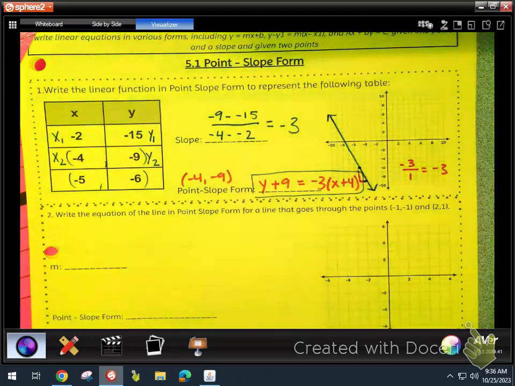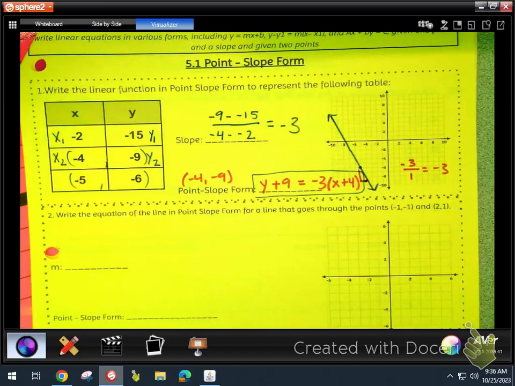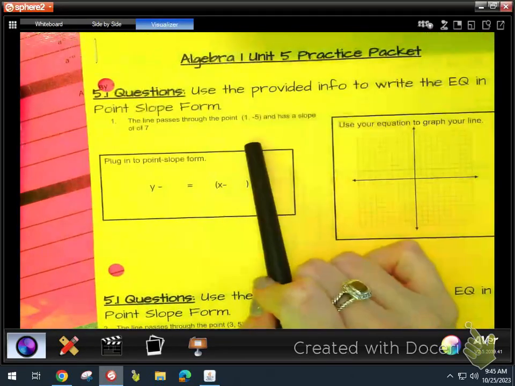Pick up your practice packet. You have 5 problems to get done. That's all I have for you today. So if you need retest stuff, we got time. When you get to the practice packet.